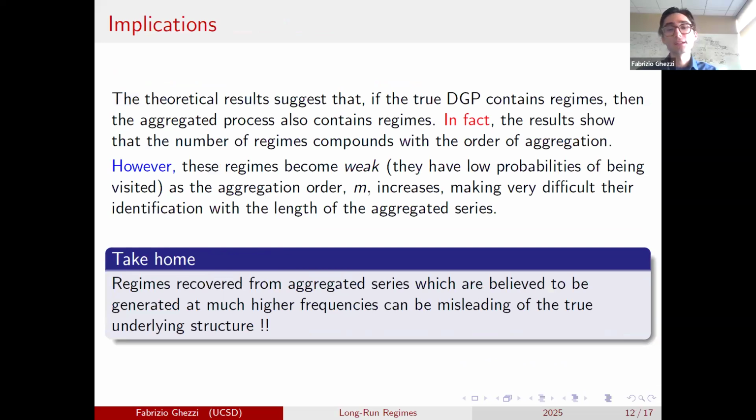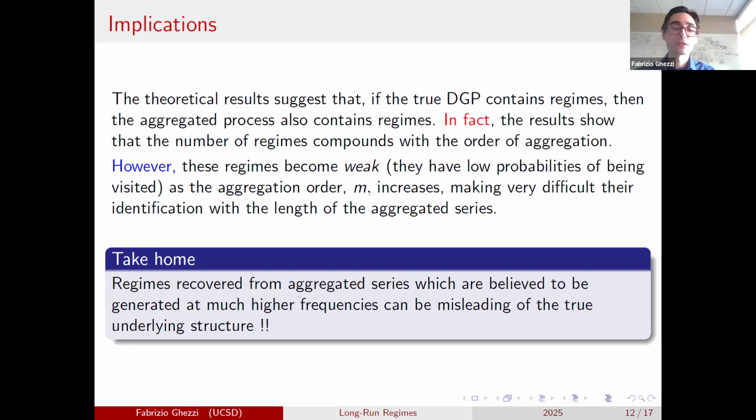And the thing is that this is a good but bad thing. The good thing is that it shows these results are important to understand how these Markov switching dynamics unfold at different frequencies: in the long run, in the aggregated process, you will still have regimes. But the problem is that this number of regimes is actually increasing, compounding, while the probability of visiting these regimes is getting weaker.